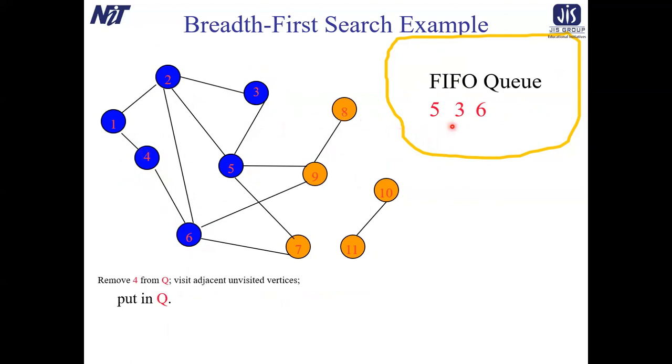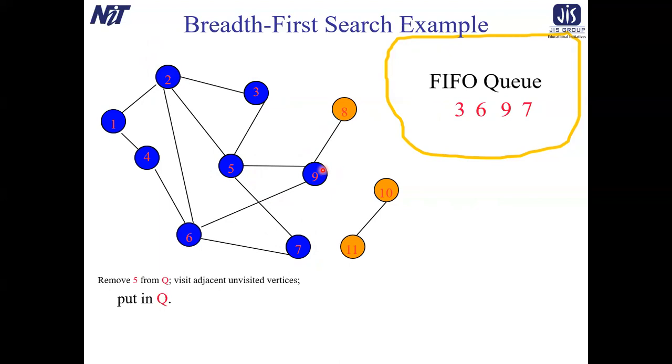Next we have to remove 5. We remove 5 and take all its unvisited adjacent vertices. That is only 9 and 7, because 3 and 2 are already visited. So we put only 7 and 9 into the queue.